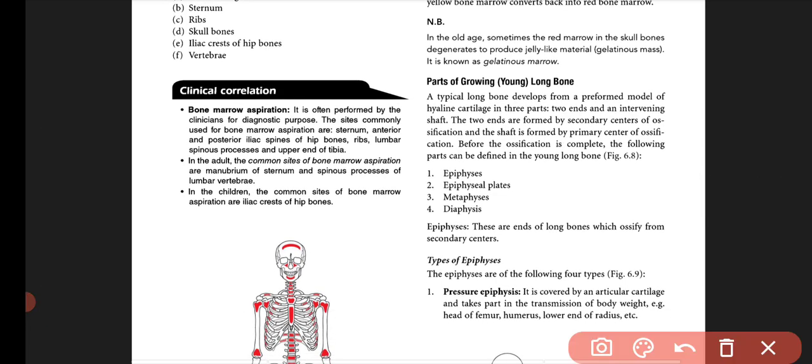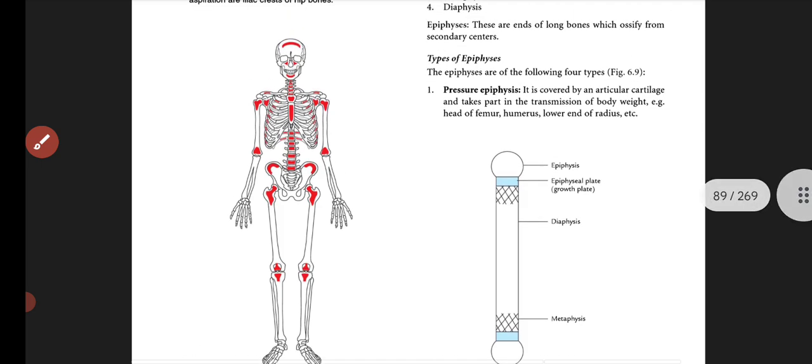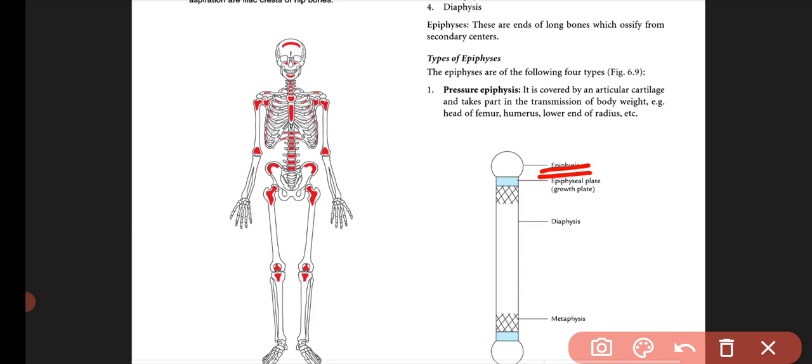Now another topic which comes most important in the exam, it's the parts of a growing long bone. Okay, the parts of a growing long bone: the epiphysis, epiphyseal plate, metaphysis and diaphysis. Okay, the epiphysis I have already told previously. The epiphyses are the ends of the long bones which ossify from the secondary center. Which one is the epiphysis? See, this one is the epiphysis.